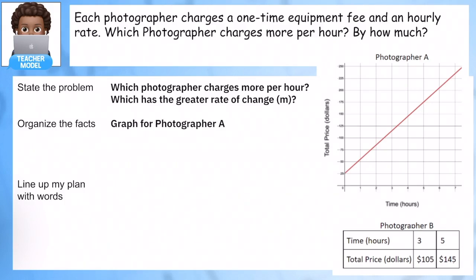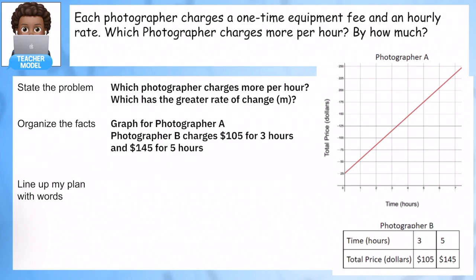So here are the facts. For the first one, there are just a ton of facts on that graph. We can choose any point to figure out how much over a certain number of hours is charged. And for B, we have 2 specific data points. We know he charges $105 for 3 hours and $145 for 5 hours.